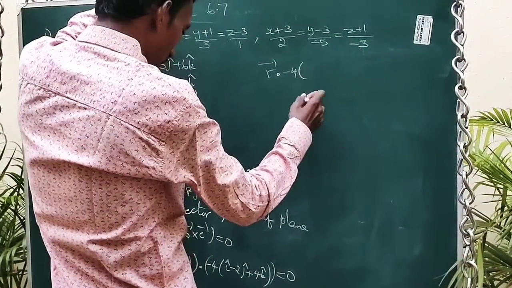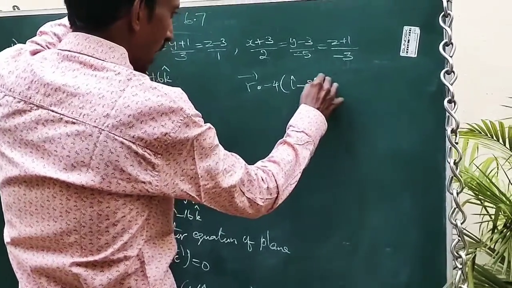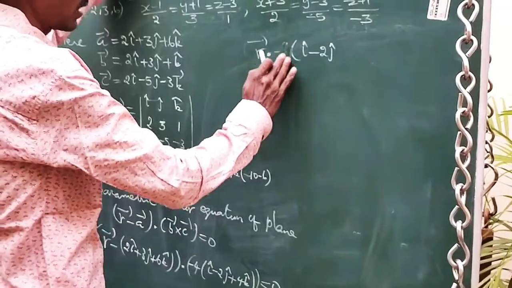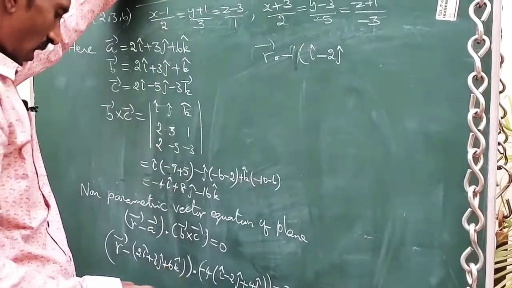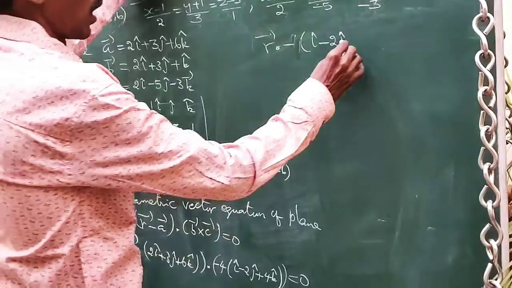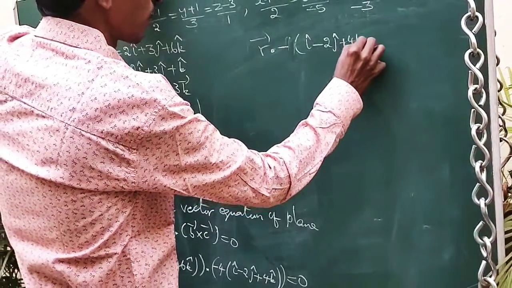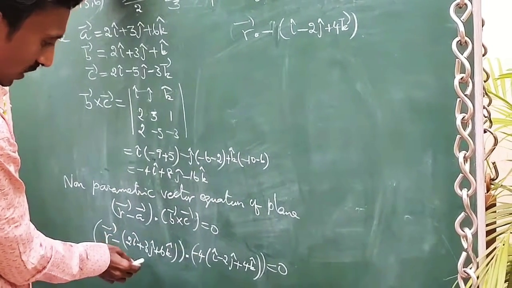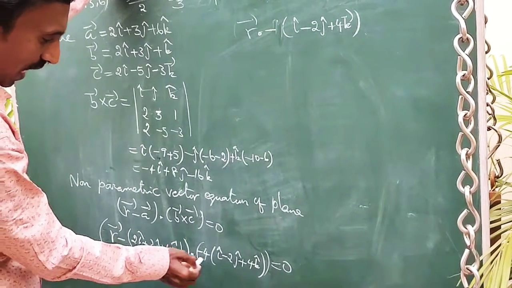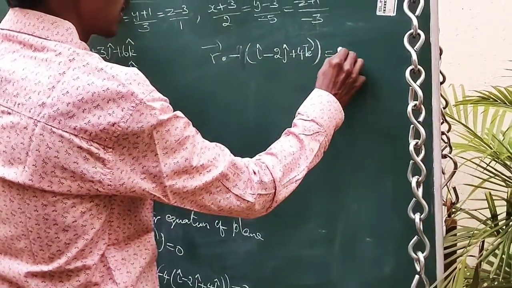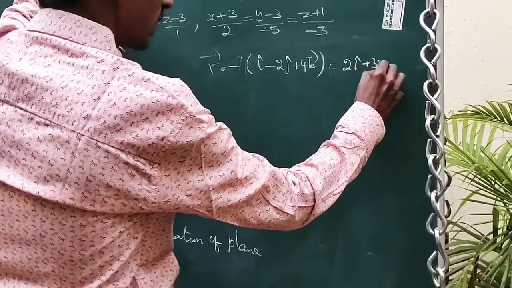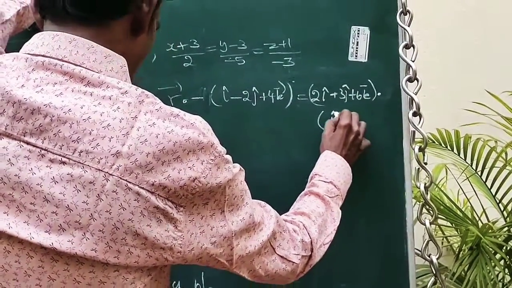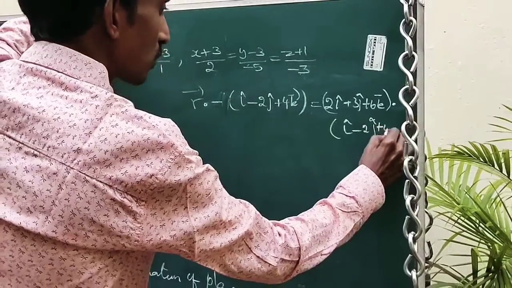Minus 4 into i minus 2j. Our right hand side 0 is present, so we can leave that minus. So r minus i minus 2j plus 4k. Okay, second one: minus 2i plus 3j plus 6k dot this one. Change the side, it becomes positive 2i plus 3j plus 6k dot that one, i minus 2j plus 4k.